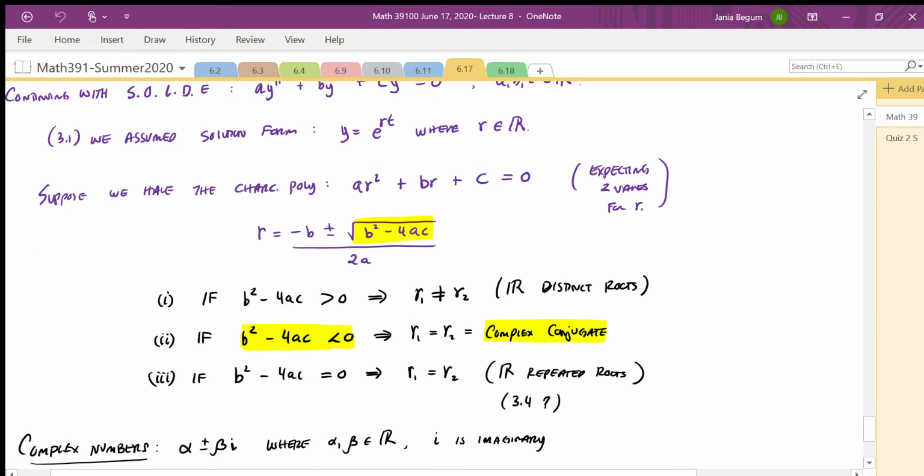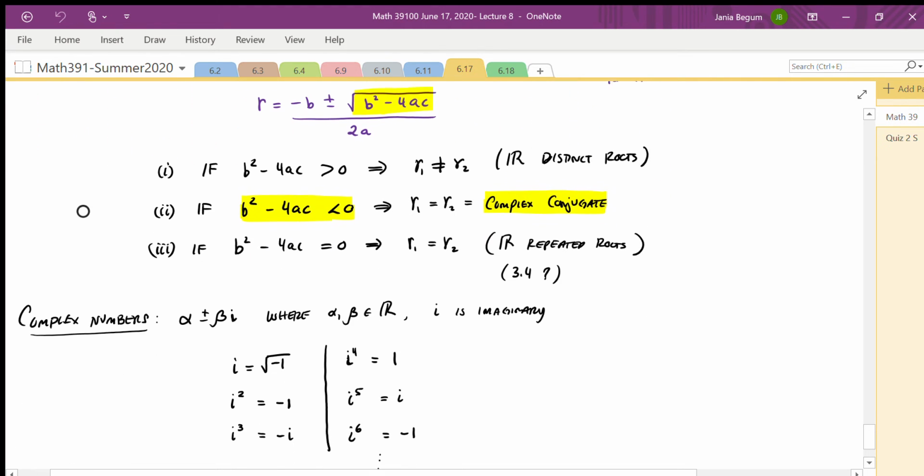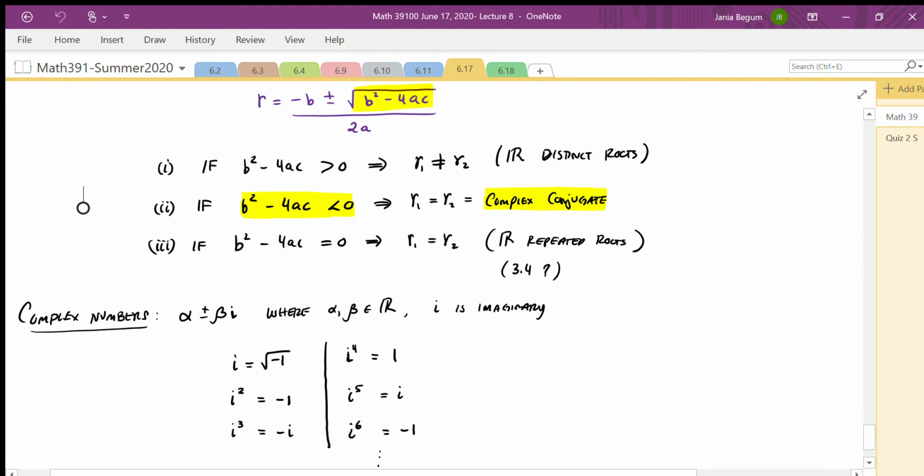So we're in case 2 where b squared minus 4ac happens to be negative, okay? So we talked a little bit about what complex numbers are. Complex numbers are in the form of alpha plus and minus beta i. So they always come in a conjugate pair, okay? So if you know alpha plus beta i is a solution, then alpha minus beta i is also a solution because they always come as conjugate pairs.